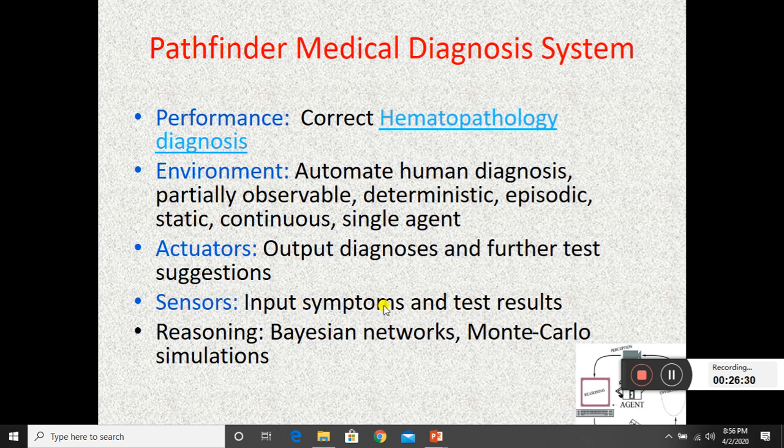The sensor is actually when we take any biopsy or any test sample from any environment, which could be any person's blood. So the inputs are symptoms and test results. For reasoning, a Bayesian network is one of the basic machine learning algorithms that gives reasoning for what to do in a particular environment or a particular problem.